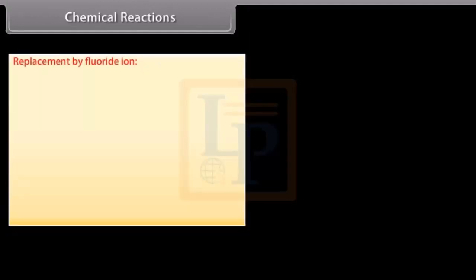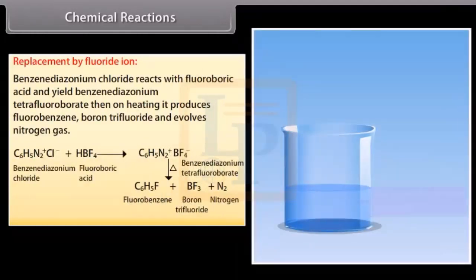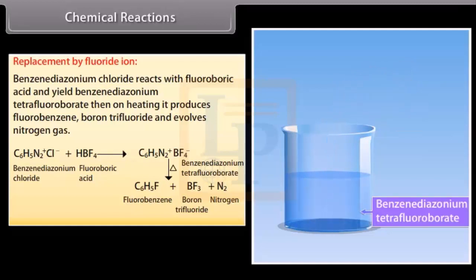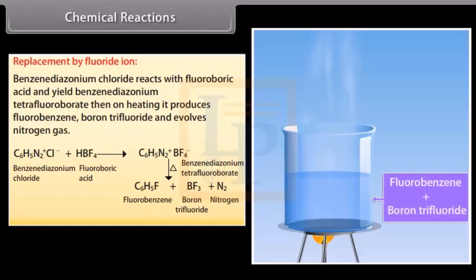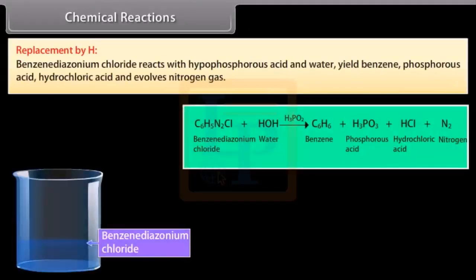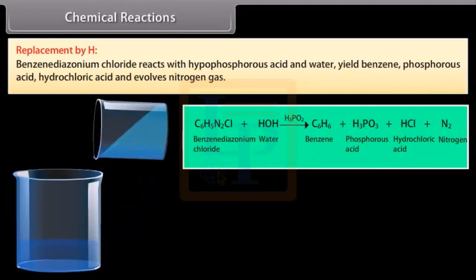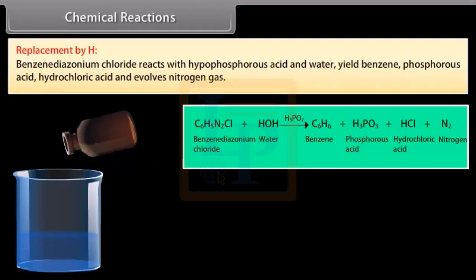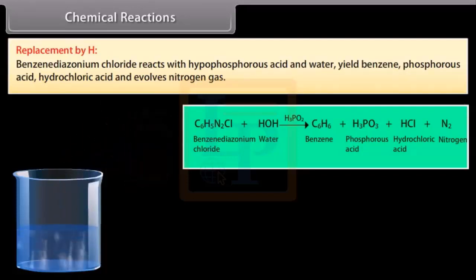Replacement by fluoride ion. Benzene diazonium chloride reacts with fluoroboric acid and yields benzene diazonium tetrafluoroborate, then on heating it produces fluorobenzene, boron trifluoride and evolves nitrogen gas. Replacement by H. Benzene diazonium chloride reacts with hypophosphorous acid and water, yielding benzene, phosphorous acid, hydrochloric acid and evolves nitrogen gas.